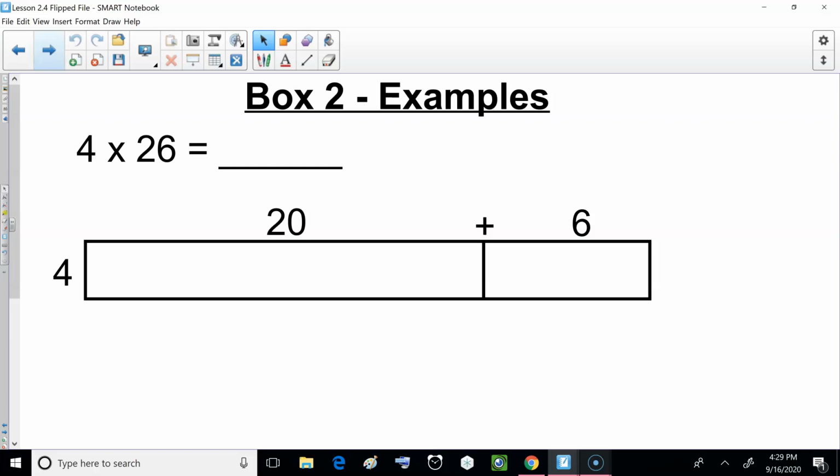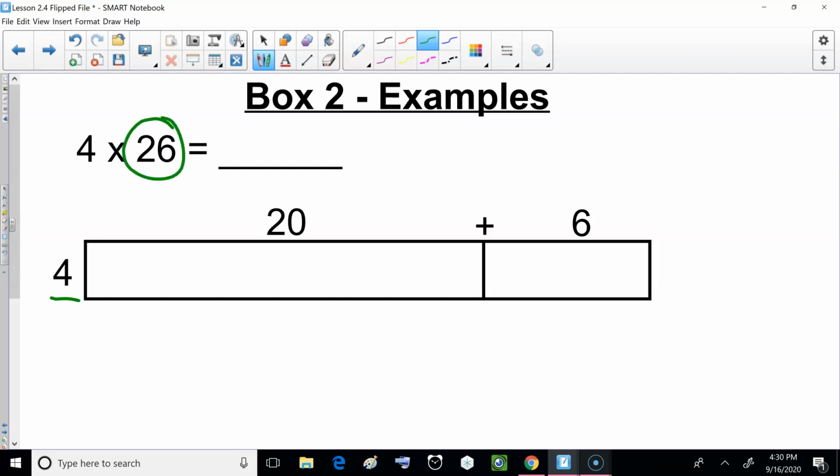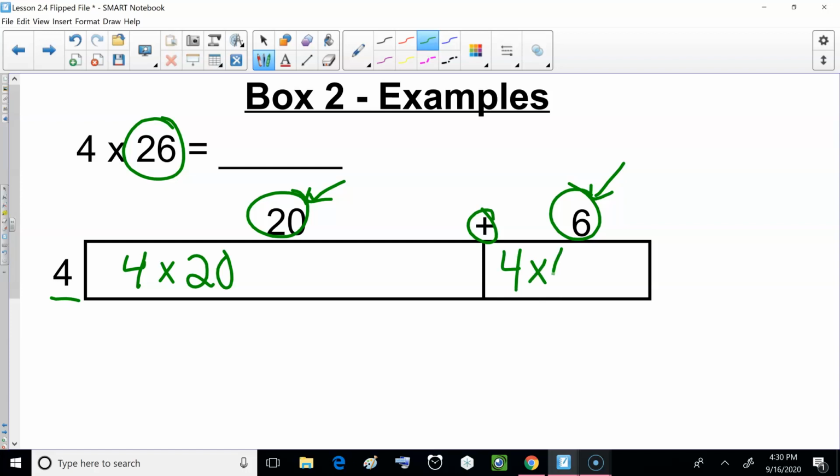So here we go. We're going to take 4 times 26. Now you'll notice some things that we've already done. We've seen the 4. We don't need to break down the 4 anymore. But you notice the 26 is a two-digit number. So we break the two-digit number apart. What is 26? Well, it's 20 plus 6. By using expanded notation, we're able to break apart 26 into a tens place value number and a ones place value number. So what we're going to do next is multiply 4 times 20, and multiply 4 times 6.